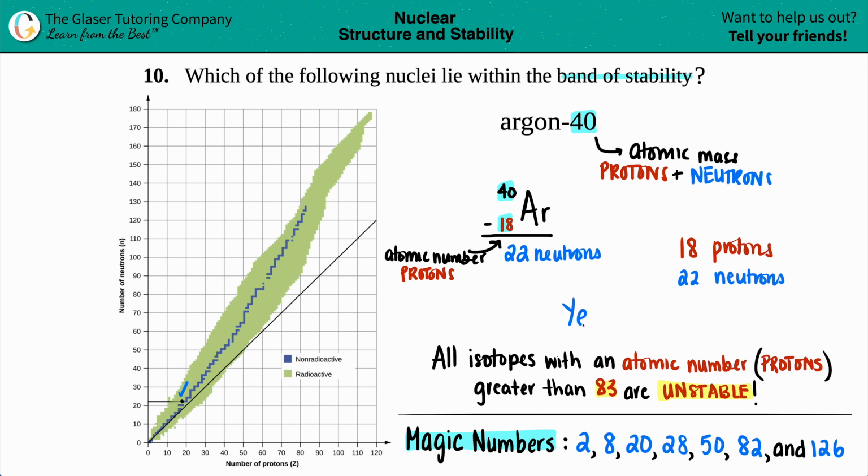So if it is, that means the answer is yes. Basically, if it's in the band of stability, you cannot be in the green. You want to be in the blue section, the small blue section. And in this case, yes, it is. It is within the band of stability, and argon-40 is very, very stable.